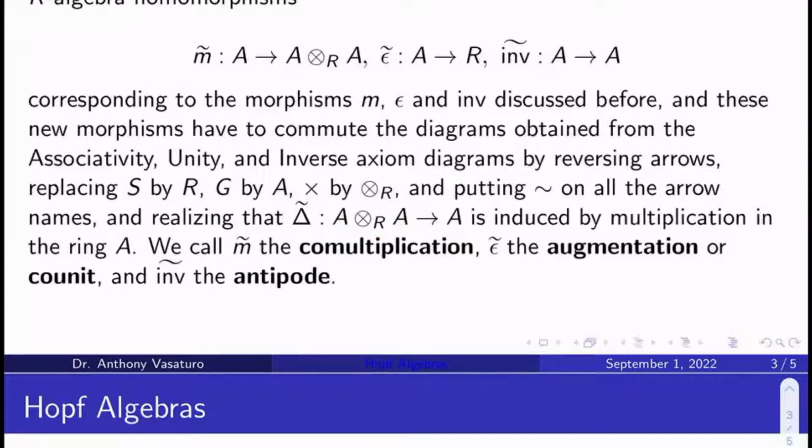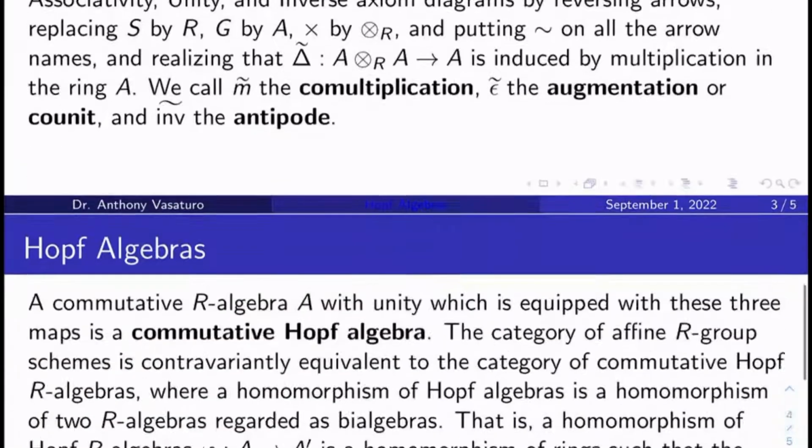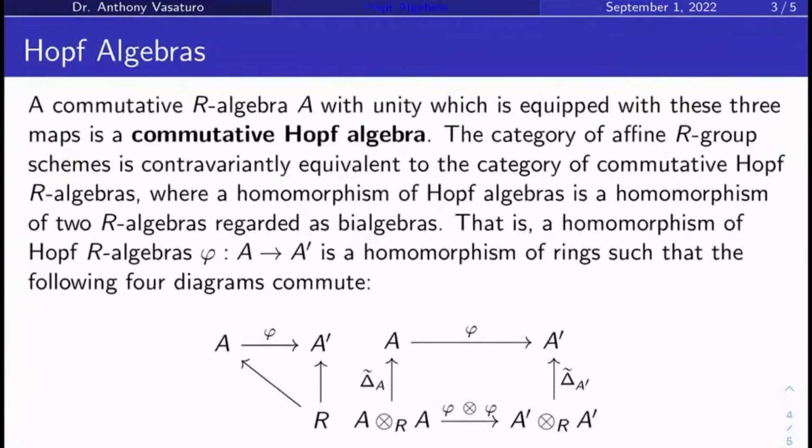Okay, these maps have names. M tilde is called the co-multiplication. Epsilon tilde is called the augmentation or the co-unit. I think most people probably call it the co-unit. And inv tilde is called the antipode. Okay, so what is a Hopf algebra? It's just a commutative R algebra A equipped with these three maps. Okay, it's very simple. The category of affine R group schemes then, by this discussion, is contravariantly equivalent to the category of commutative Hopf R algebras.